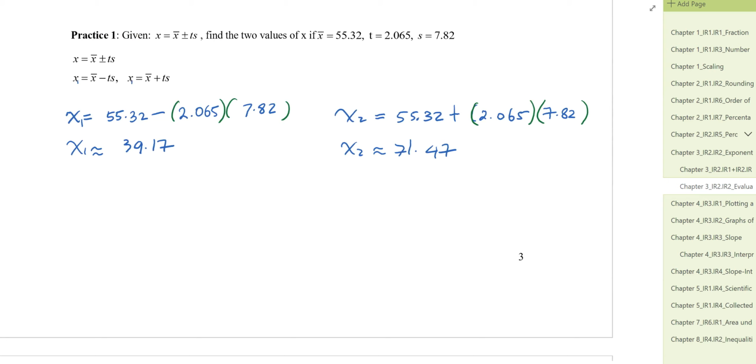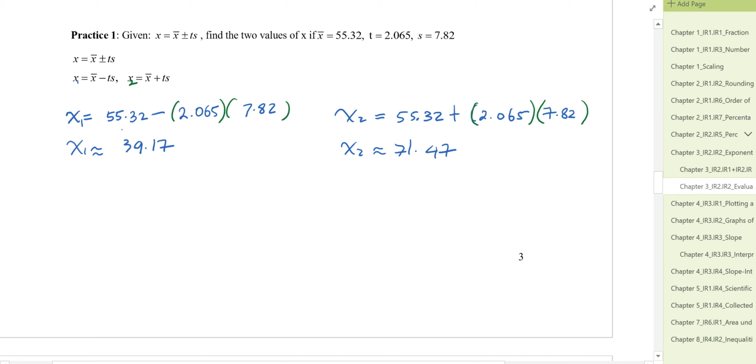All right, let's look at this example here, practice. So I want to evaluate x equal to x bar plus or minus t times s. Again, plus or minus, I'm going to rewrite it into two cases, where x1 is equal to x bar minus t times s, x2 is equal to x bar plus t times s. So I have two of them, right? So next I'm going to substitute all of them into the expression.